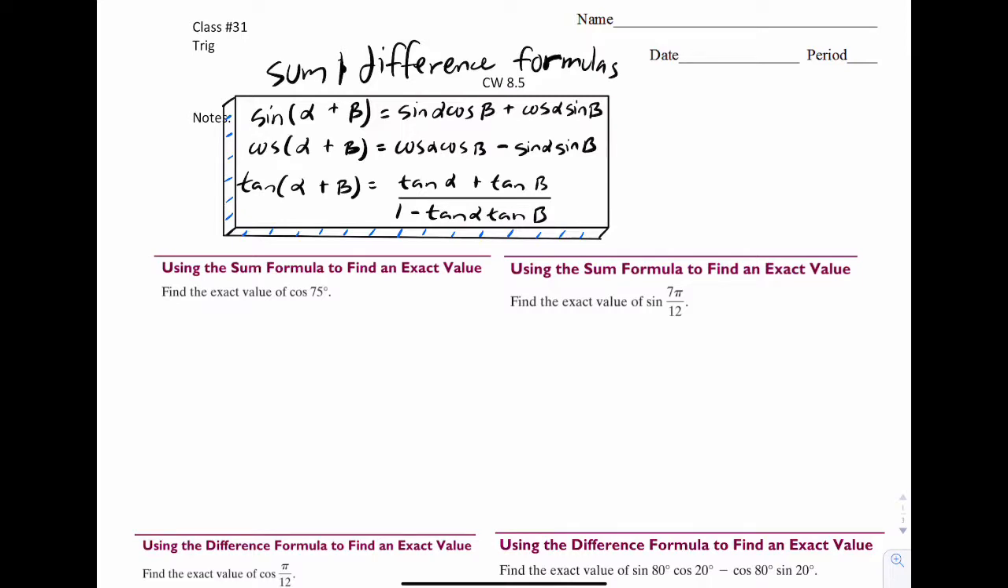So you notice that sine alpha plus beta is sine alpha cosine beta plus cosine alpha sine beta. So immediately I want you to make a note here. Notice how the sine stays the same here. So sine stays. Now for cosine, notice how it's cosine alpha plus beta, and it's cosine alpha cosine beta minus sine alpha sine beta. So notice how here the sign changes.